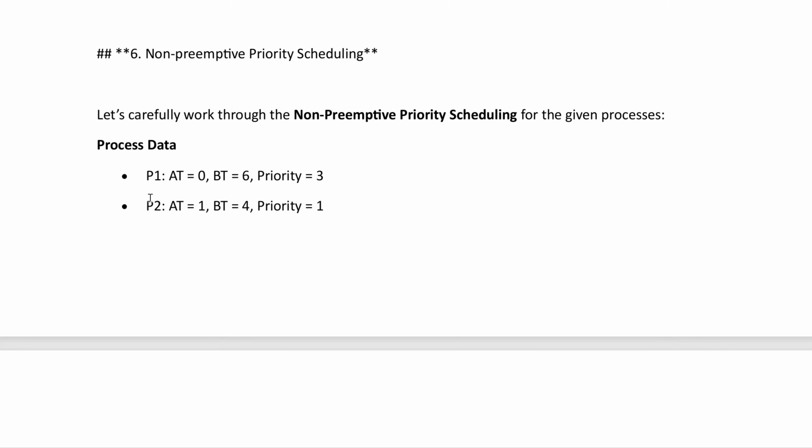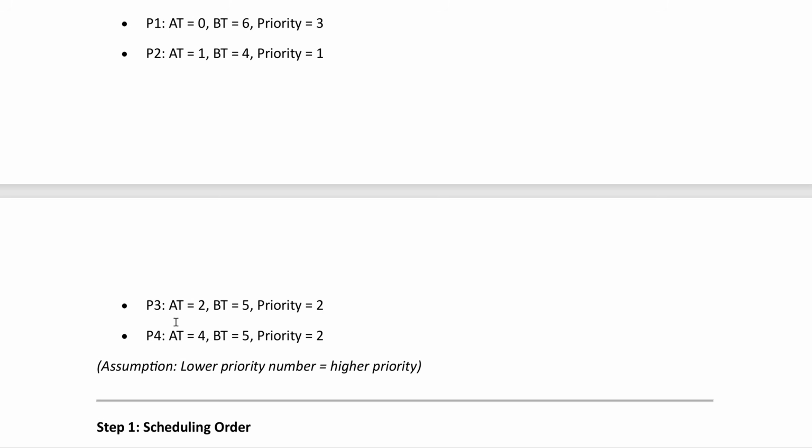As I have said, this information has been given to us. For process P1, arrival time 0, burst time 6, priority 3. Process P2, arrival time 1, burst time 4, and priority 1. Similarly, P3, arrival time 2, burst time 5, priority 2. P4, arrival time 4, burst time 5, priority 2. When we are not told whether the lower priority number or the higher priority number is the higher priority, we have to take an assumption.